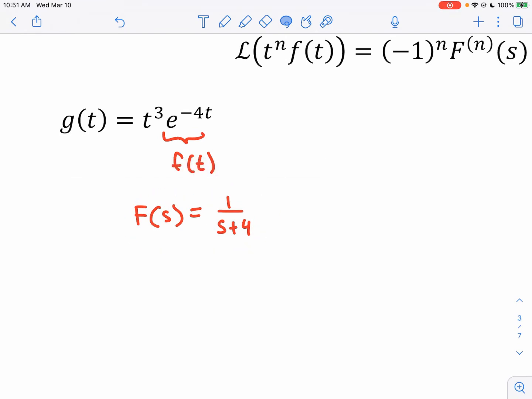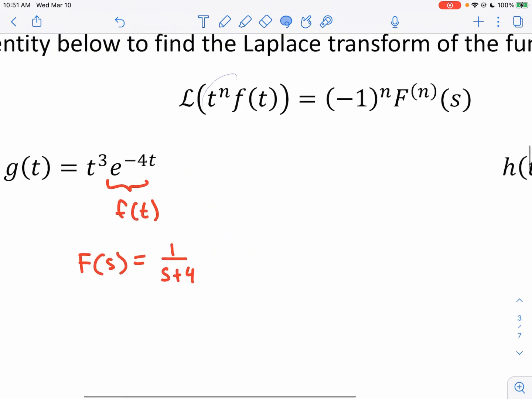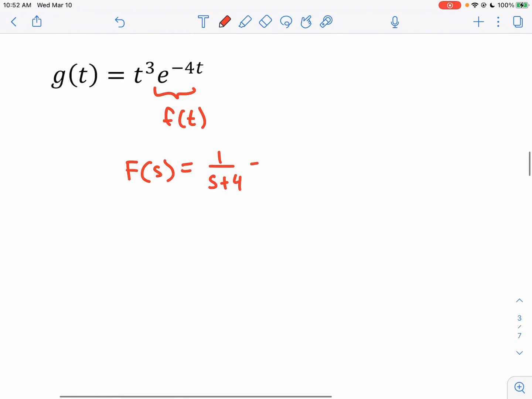Now I want to do how many derivatives of this? Well, that's indicated by n. So if this is t cubed, then n is 3, and I do the third derivative. So we have to do 3 derivatives of this function, which means it might be better to write this as s plus 4 to the negative 1, so I can just do the repeated power rules.